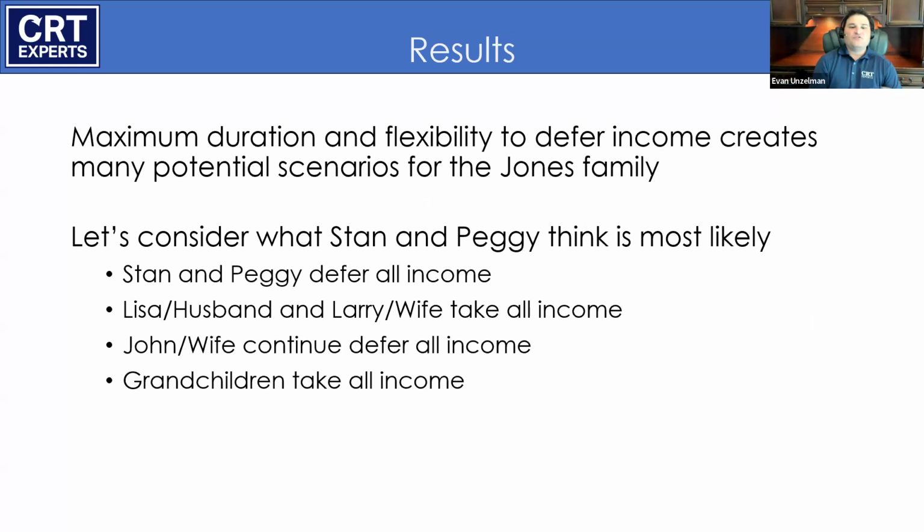So when we structure for maximum duration, but really the flexibility to defer income, it creates many potential scenarios because we've got the ability to regulate the income stream. So let's look at one. And this is what Stan and Peggy think is most likely. They'll defer all income. Lisa and her spouse, Larry and his spouse, will take the income. John is in a different financial situation, is likely to defer the income, and then the grandchildren will take all the income. So let's look at this from a cash flow standpoint.